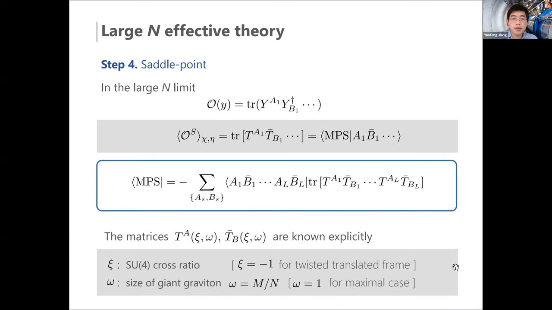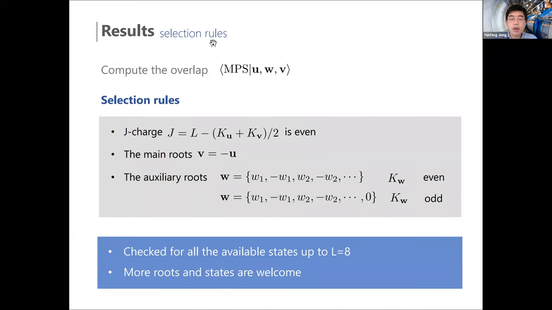In any case, we have established that our structure constant is basically the overlap between the matrix product state and our beta state. And we know this matrix product state explicitly. We also know this beta state from our coordinate Bethe ansatz. So then we just need to do this computation. And by looking at the data of our result, we obtain these selection rules. Namely, we find that this overlap is only non-zero if these conditions are satisfied.